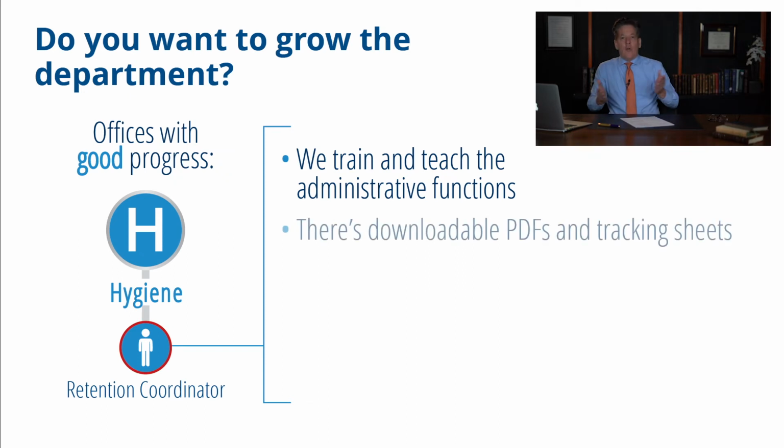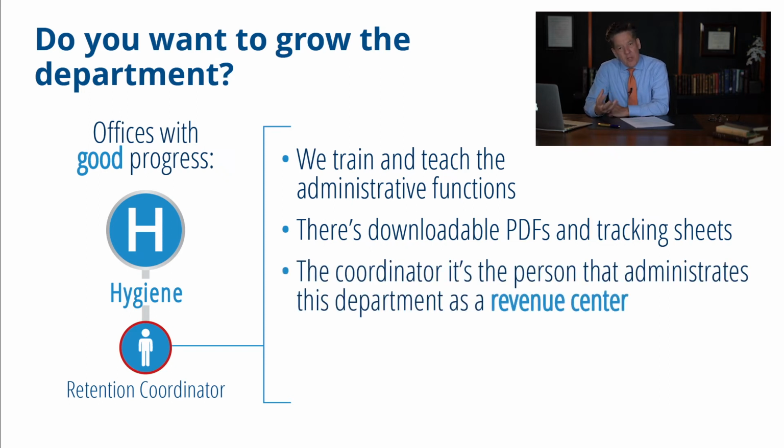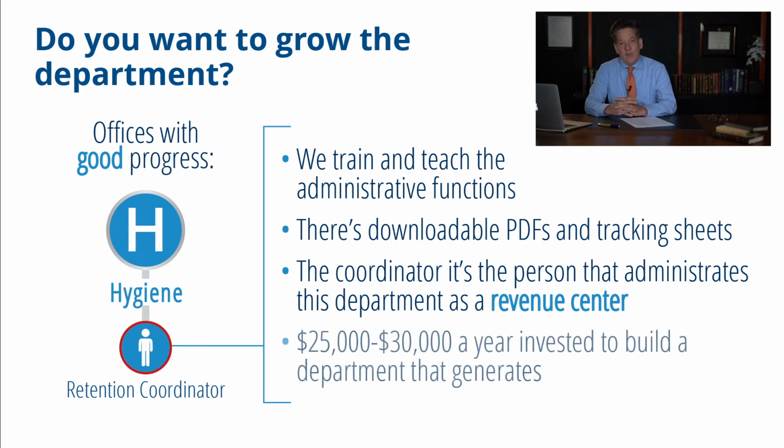They're all downloadable as PDFs. They're easy to track on an Excel spreadsheet. You can put it onto a desktop in any office. That retention coordinator, or call it a hygiene coordinator, is the person that administrates this department as a revenue center. So yes, you'll probably spend $25,000, $30,000 a year to build a department that can do $300,000, $600,000, $800,000, $1 million, $1.2 million, $1.5 million a year before you pick up a handpiece.